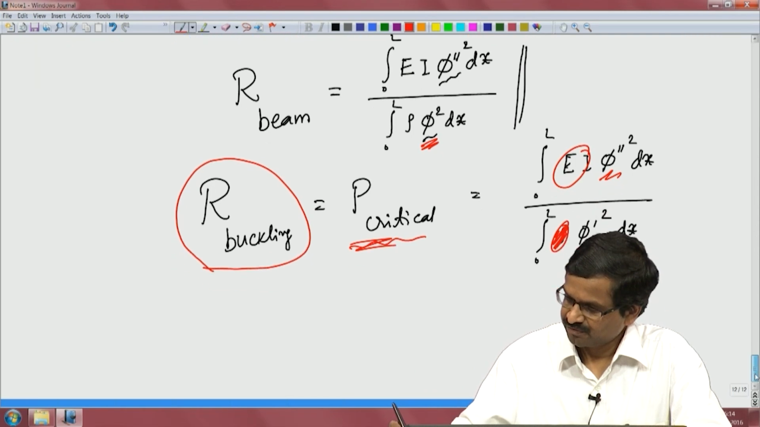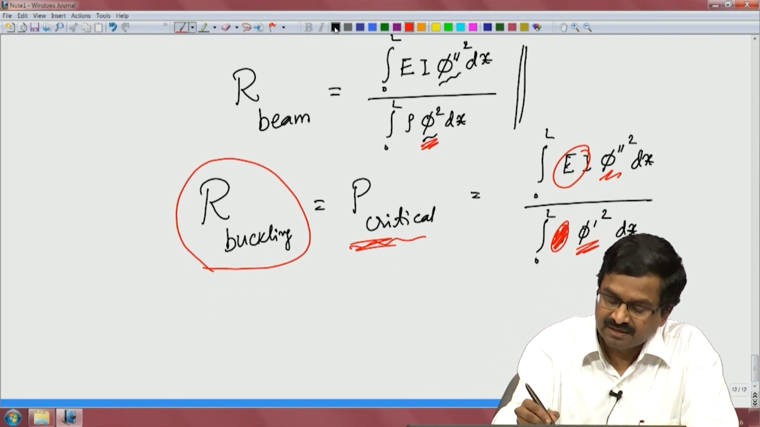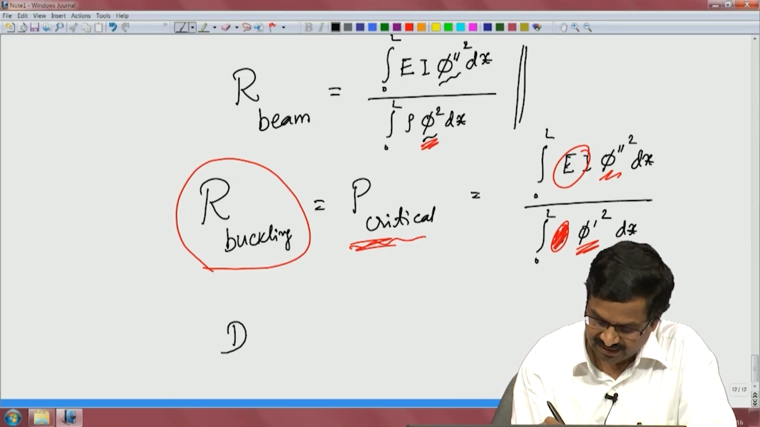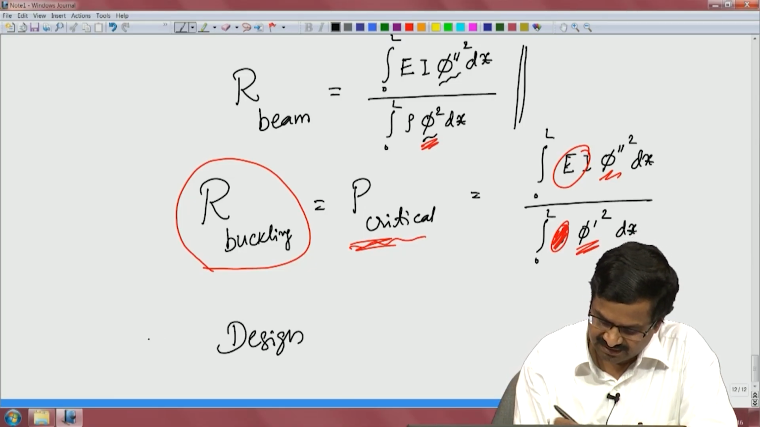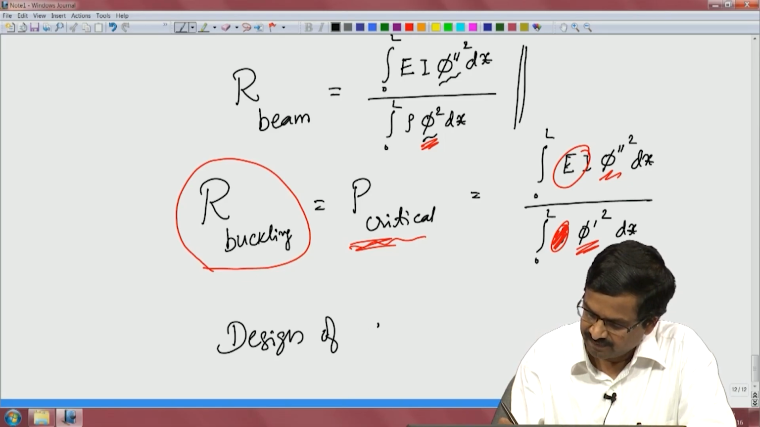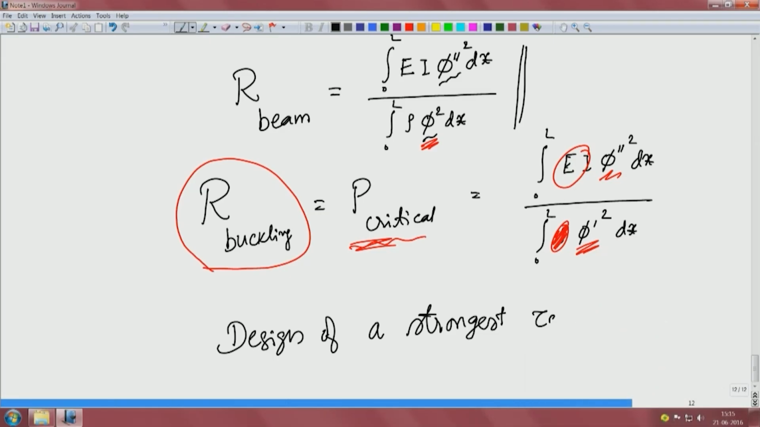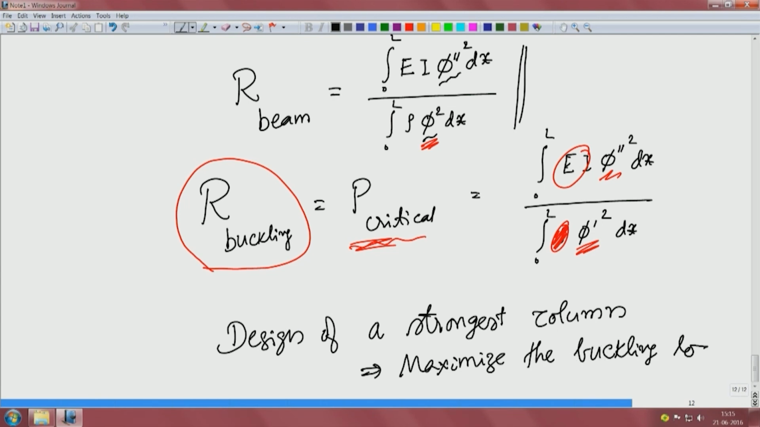So, what we will do next is, we have discussed mechanics now, we will discuss design. When I say design of a strongest column, that is, we maximize the buckling load, and that is what we will do, okay.